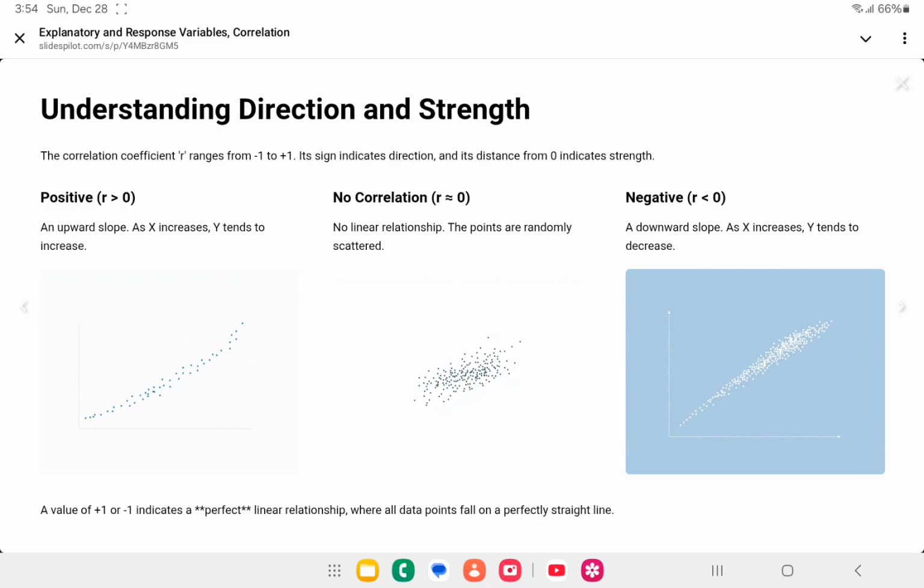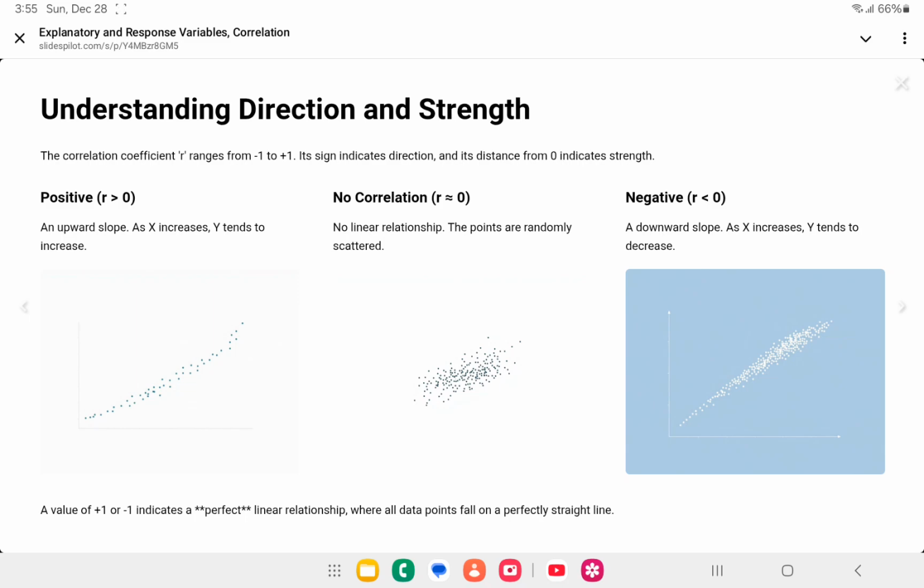Correlation measures the strength of this linear relationship. We can actually notice a pattern about how correlation measures strength. We saw that R has values between positive 1 and negative 1. And we saw that the strength of the linear relationship increased as R got close to positive 1 or negative 1.